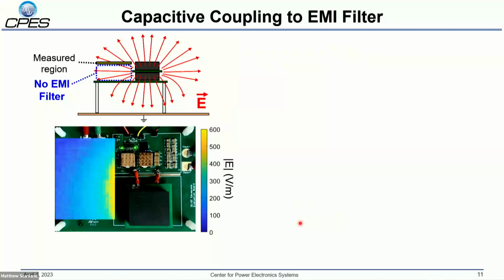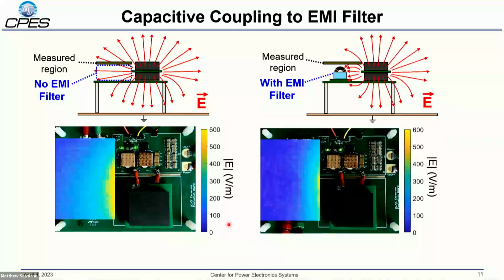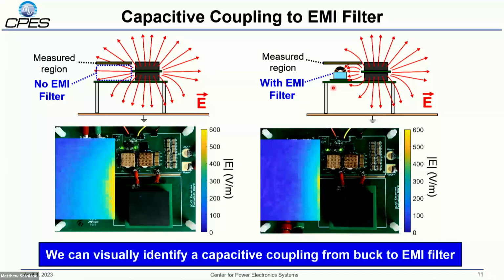We can also use the electric field measurements to actually visually identify the coupling from the power stage to the filter. So here is the measured electric field in a planar region just above the EMI filter's typical position, but without the filter present. And here we see that the electric field radiates fairly uniformly from the power stage. Then we do the same measurement, only this time the filter is present underneath this measurement region. And when the filter is present, we see a reduction in the electric field strength. This is because the electric flux lines, which previously passed through this region, have now coupled onto the conductive surfaces of the EMI filter. So this is a further indication of this capacitive coupling.